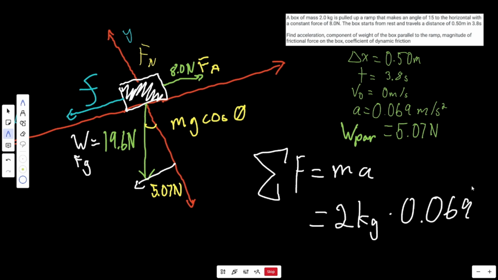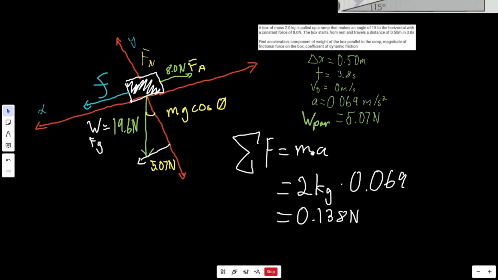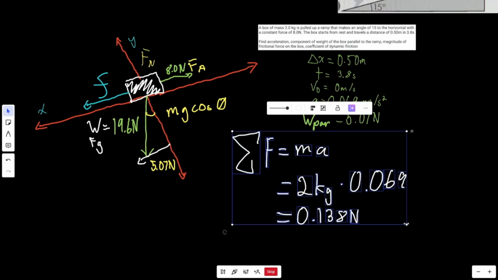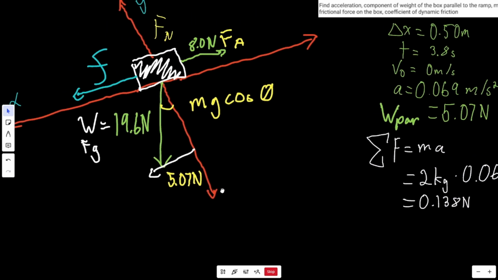So let's try and put it into our calculator. 0.069 times 2 is 0.138 newtons. So our forces should have a sum of this. Okay, so let's take note of that. Let's shrink this. And now let's analyze our given.